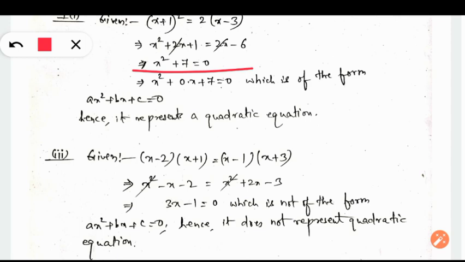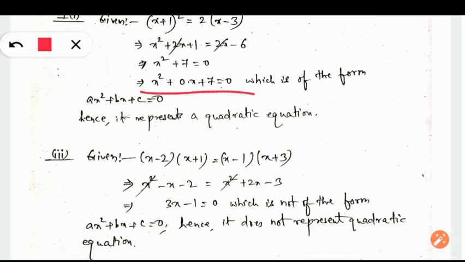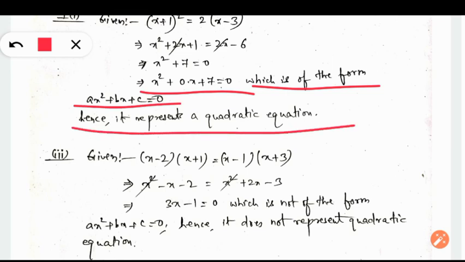Then x square plus 7 equals 0, which can be written as x square plus 0 into x plus 7 equals 0. Why am I writing it like this? Because I am converting this equation into the form ax square plus bx plus c equals 0. If x is not there, no problem, the equation will remain quadratic, but if x square is not there, then we can say the equation is not quadratic. So this equation is in the form ax square plus bx plus c equals 0, hence it represents a quadratic equation. Simple.